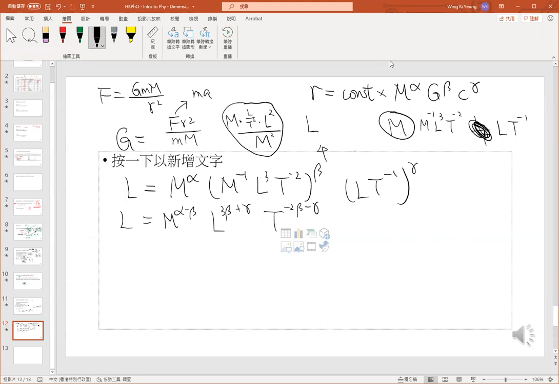Okay, so then what I can do next is compare the coefficients on the right hand side and left hand side. On the left hand side, it's just L, so that means L to the power 1. If you compare the coefficients, that means 1 equals 3 beta plus gamma. I think it's straightforward, is it?